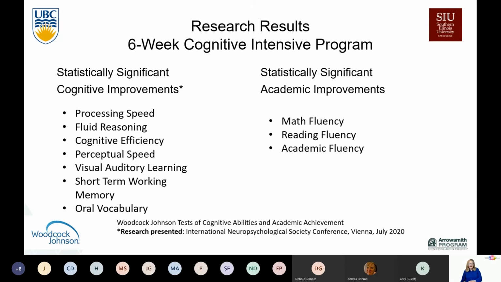You're changing the brain, which is driving cognitive changes, and they saw statistically significant academic improvements, which to me was pretty remarkable, given this is only a 6-week program and these students aren't engaged in academic activity. And they saw math fluency, reading fluency, and academic fluency. And fluency means the ability to do these tasks quickly and accurately. So again, processing speed is, to me, flowing over into math, reading, and academic performance in terms of fluency.